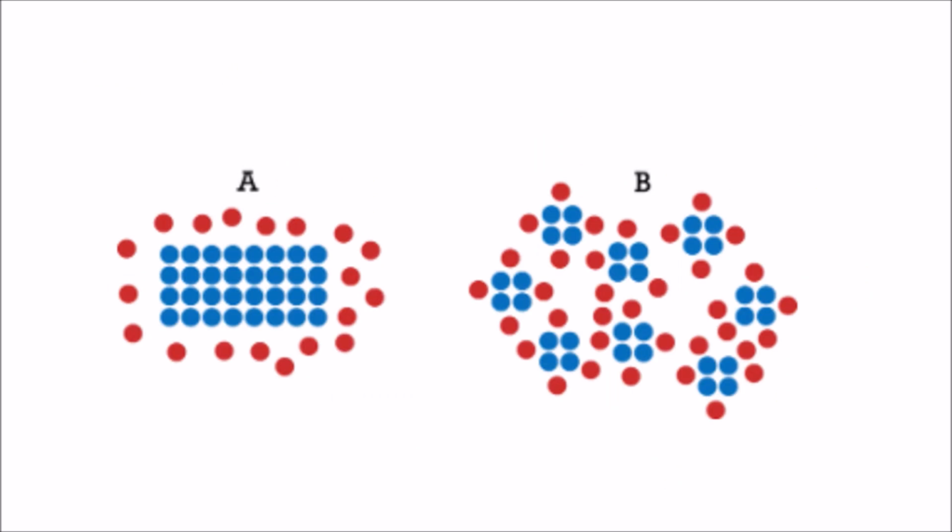Here is another picture that might help you picture it. If we look on the left-hand side at A, we've got the same number of blue particles as we do in B, but they're all together. So that has got a smaller surface area compared to B. In B, it's all been broken down. That means that there are a lot more particles exposed to the red dots, the reactants. So there's more particles exposed, which means they're more likely to collide.